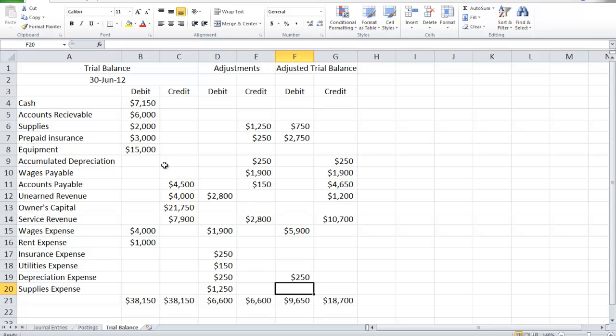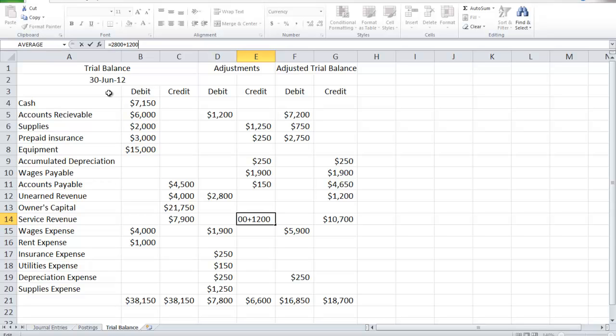So I go to my trial balance. So accounts receivable increases by $1,200, and the new debit adjusted balance is $7,200, and then service revenue increases. So I had $2,800. I'm going to add the $1,200. Okay. So now we have an increase across the board for my last transaction.